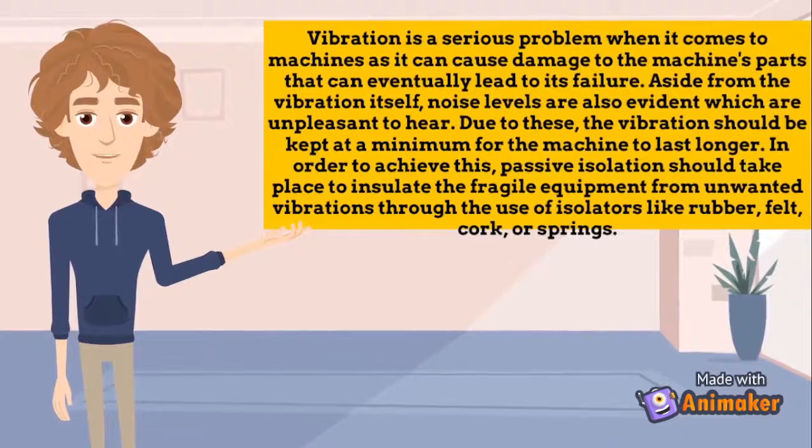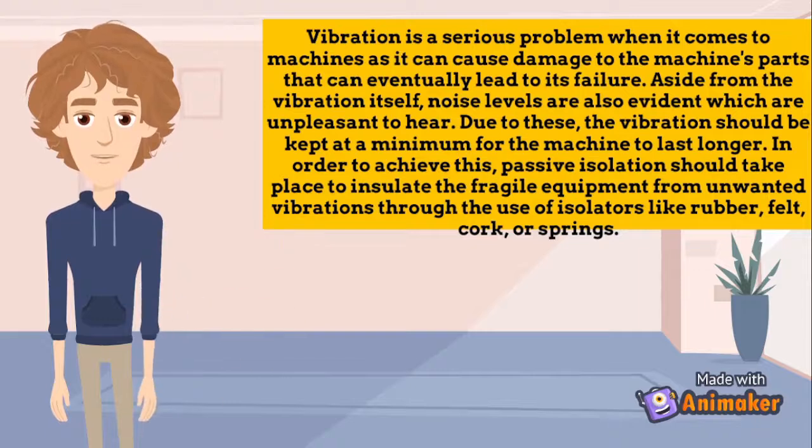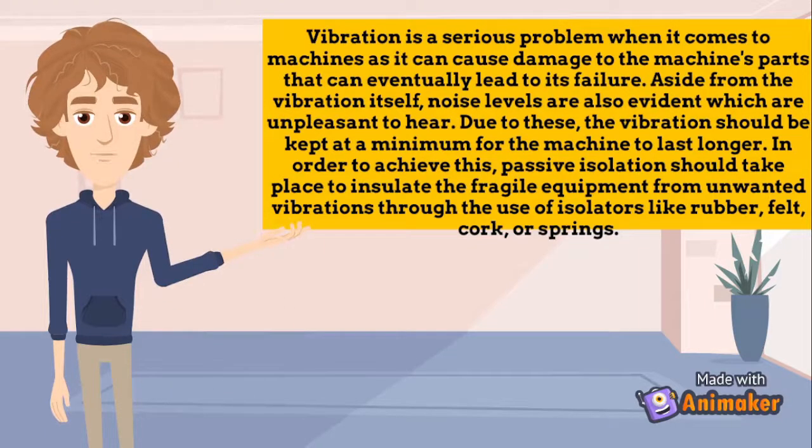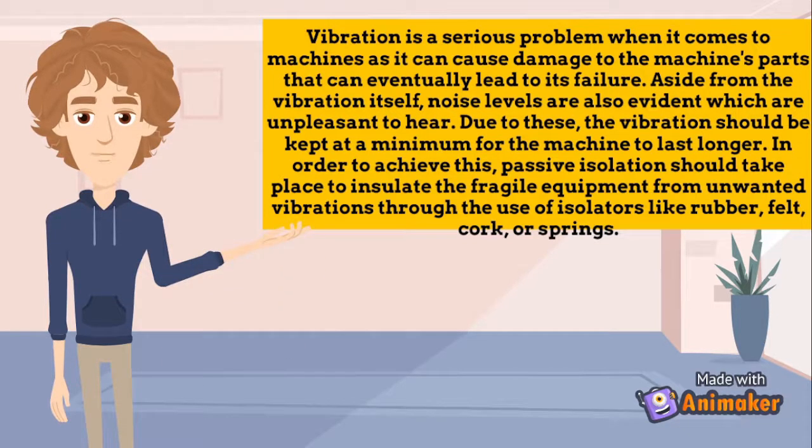Vibration is a serious problem when it comes to machines as it can cause damage to the machine's parts that can eventually lead to its failure. Aside from the vibration itself, noise levels are also evident which are unpleasant to hear. Due to this, the vibration should be kept at a minimum for the machine to last longer, and in order to achieve this, passive isolation should take place to insulate the fragile equipment from unwanted vibrations through the use of isolators like rubber, felt, cork, or springs.